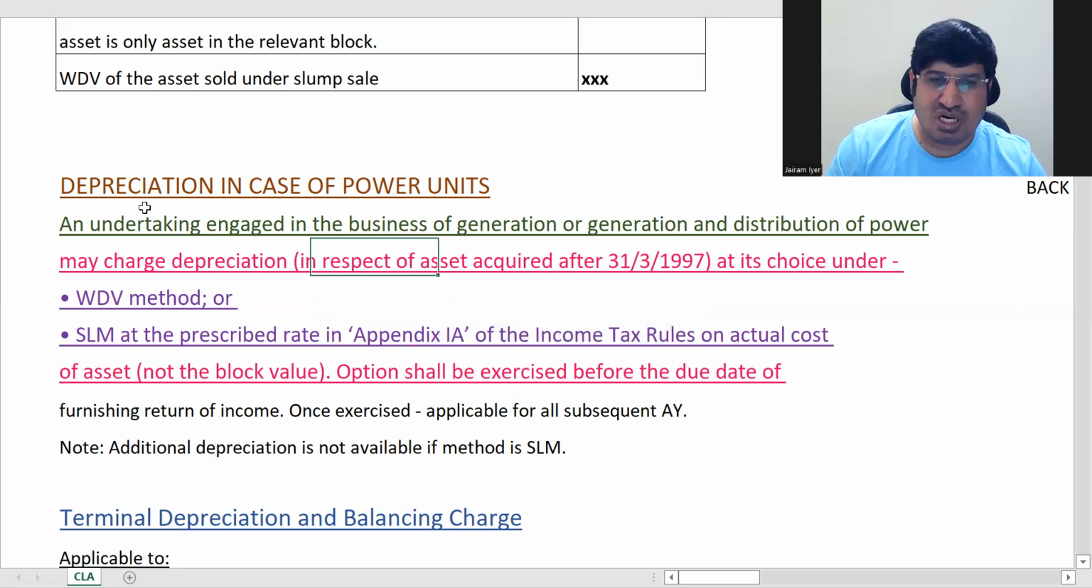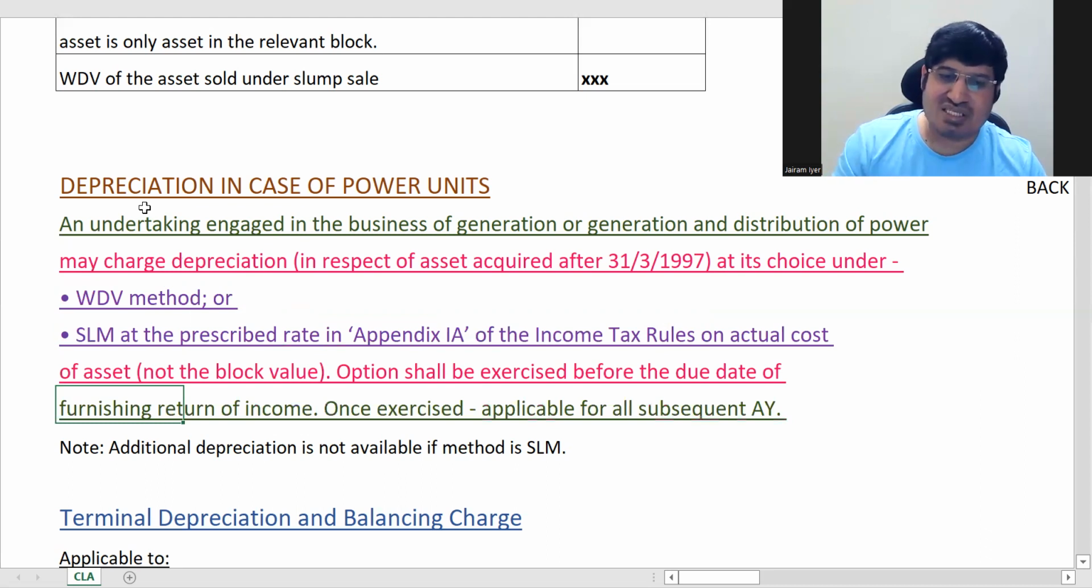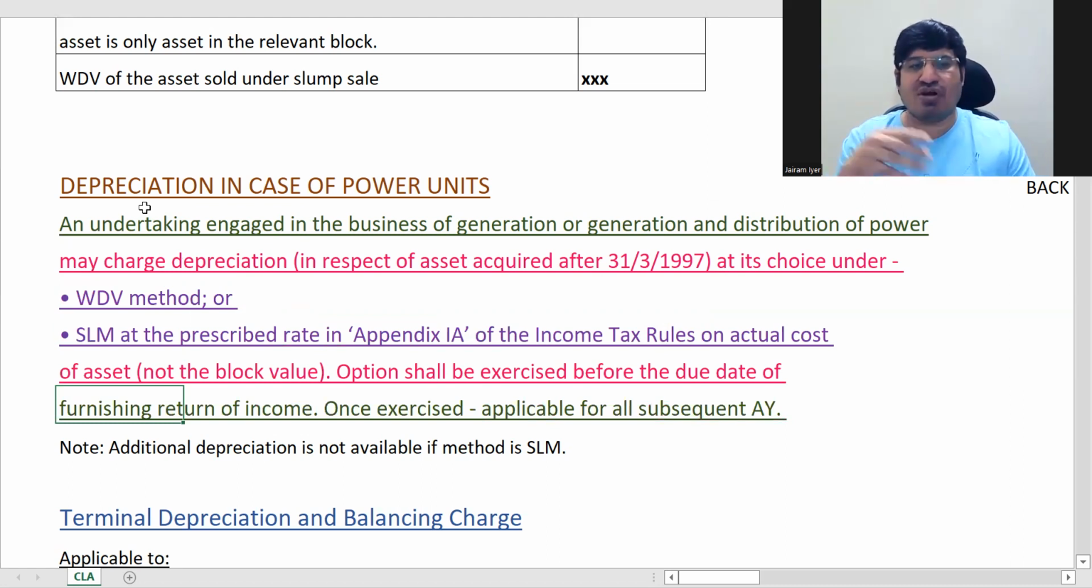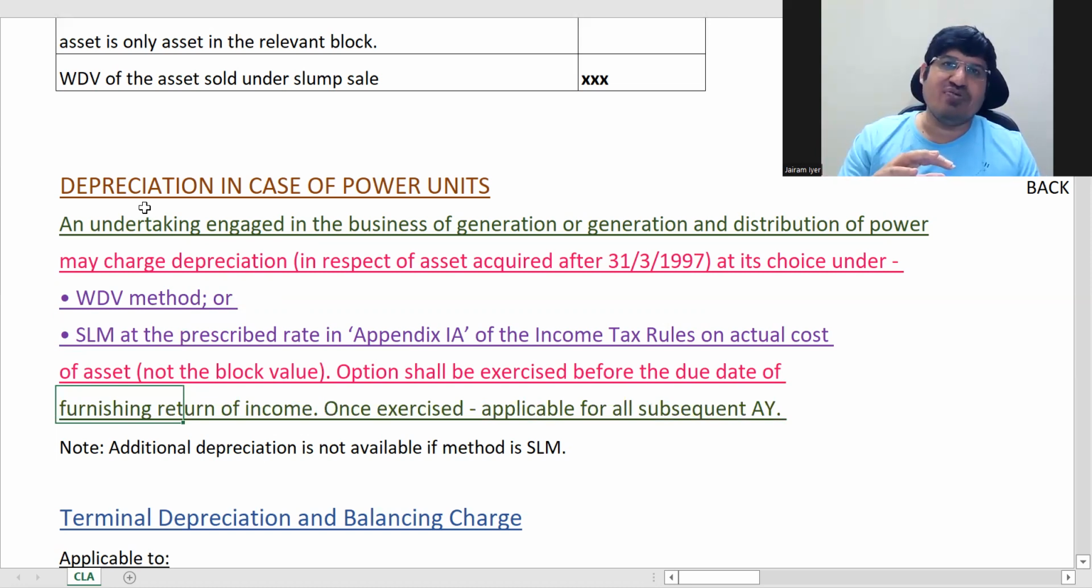Right. So there are two, it has got a choice. Basically, power units have a choice of WDV or SLM. And they have to exercise the option on or before the due date of furnishing the return of income. Once exercised, it will be applicable for all subsequent assessment years. They cannot go back, say from SLM to WDV. Once exercised, they have to continue with the same.